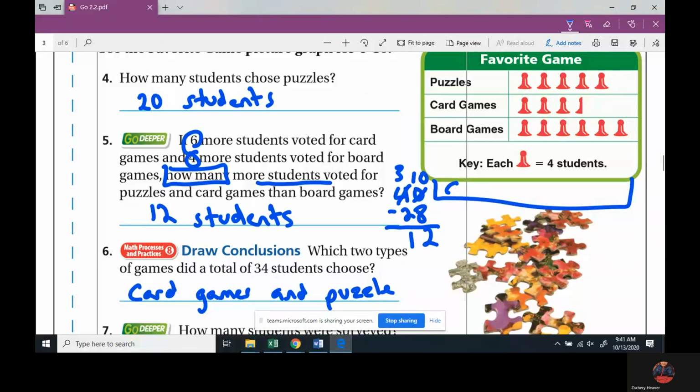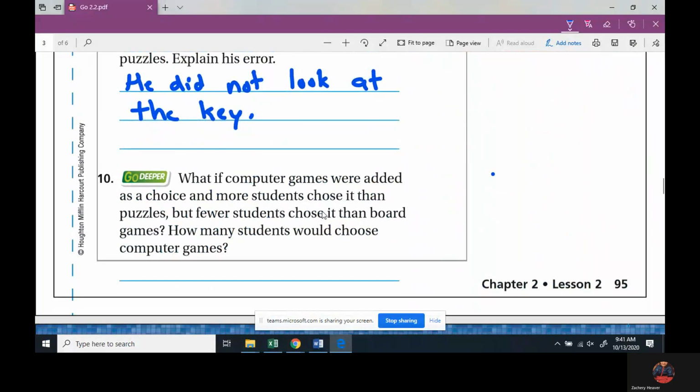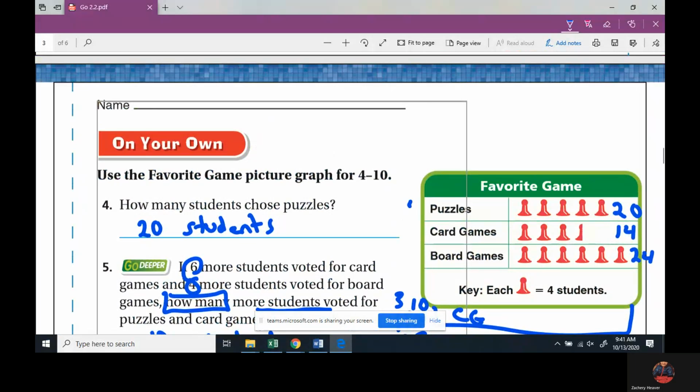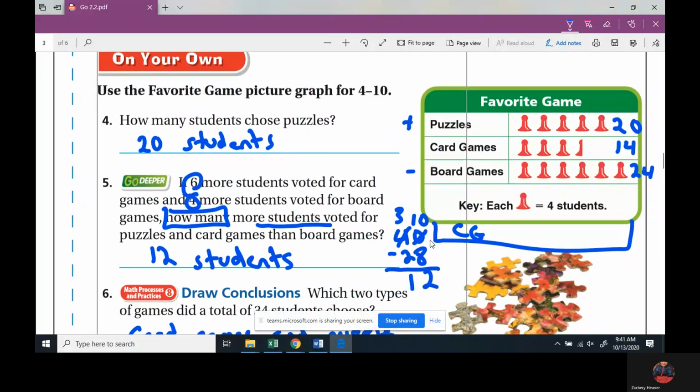And it's computer games. I'm going to put CG for computer games. And remember, 4, 8, 12, 16, 20, 24. So it has to be more than puzzles, but less than board games. What number is between 20 and 24? 22. How would I get 22? How many would I have to draw?